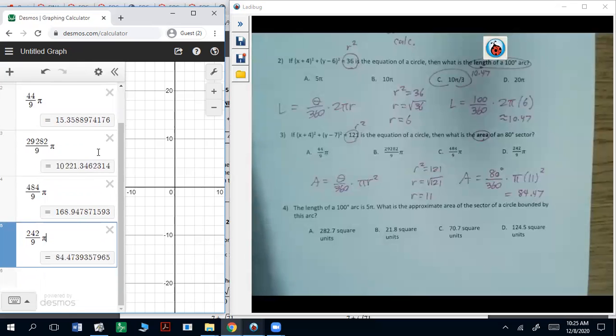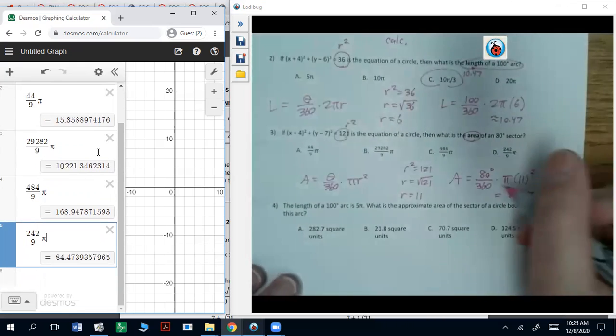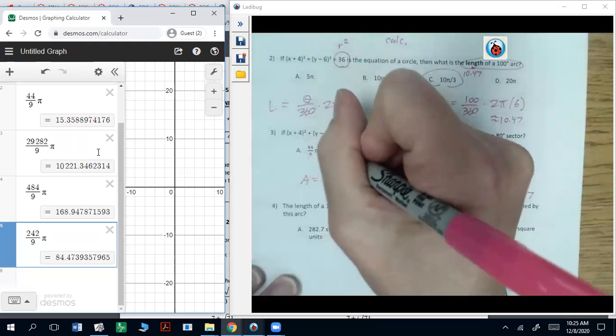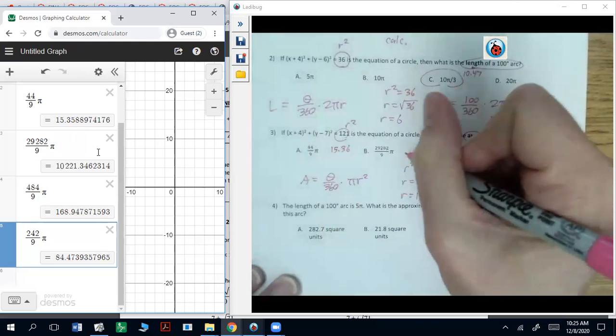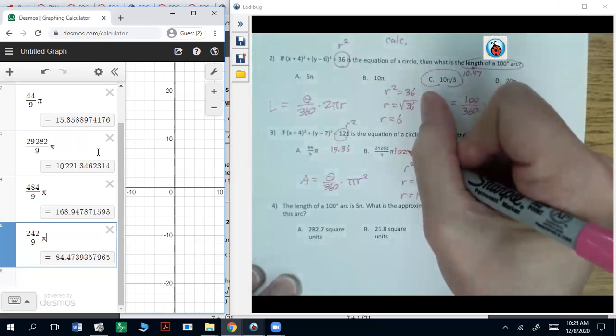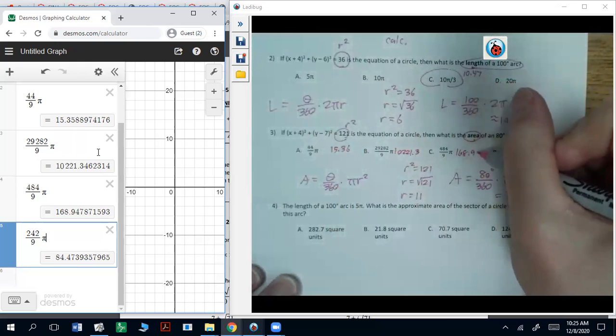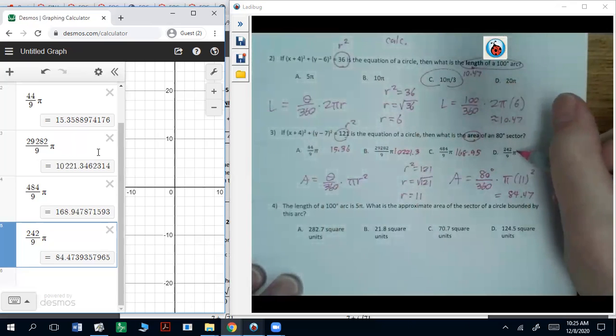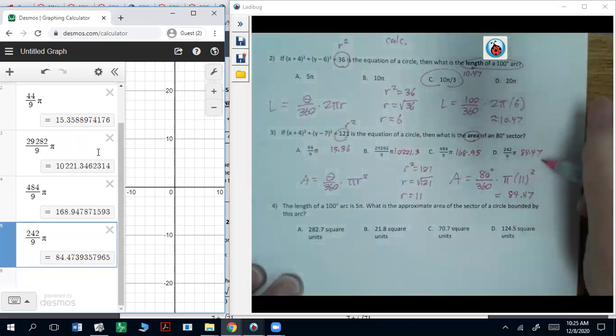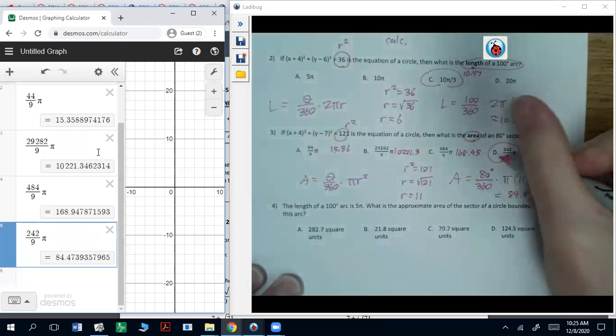And if we approximate those decimals, we can visualize it here. The matching value is 84.47. That's the same thing. So that's going to be your answer.